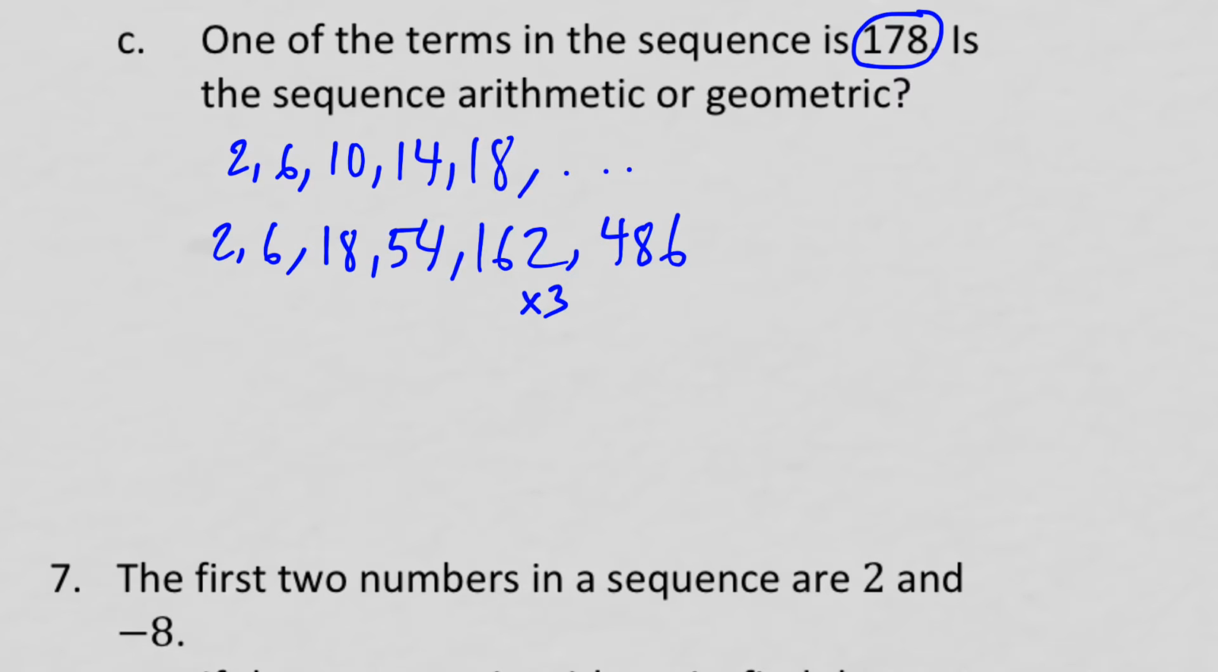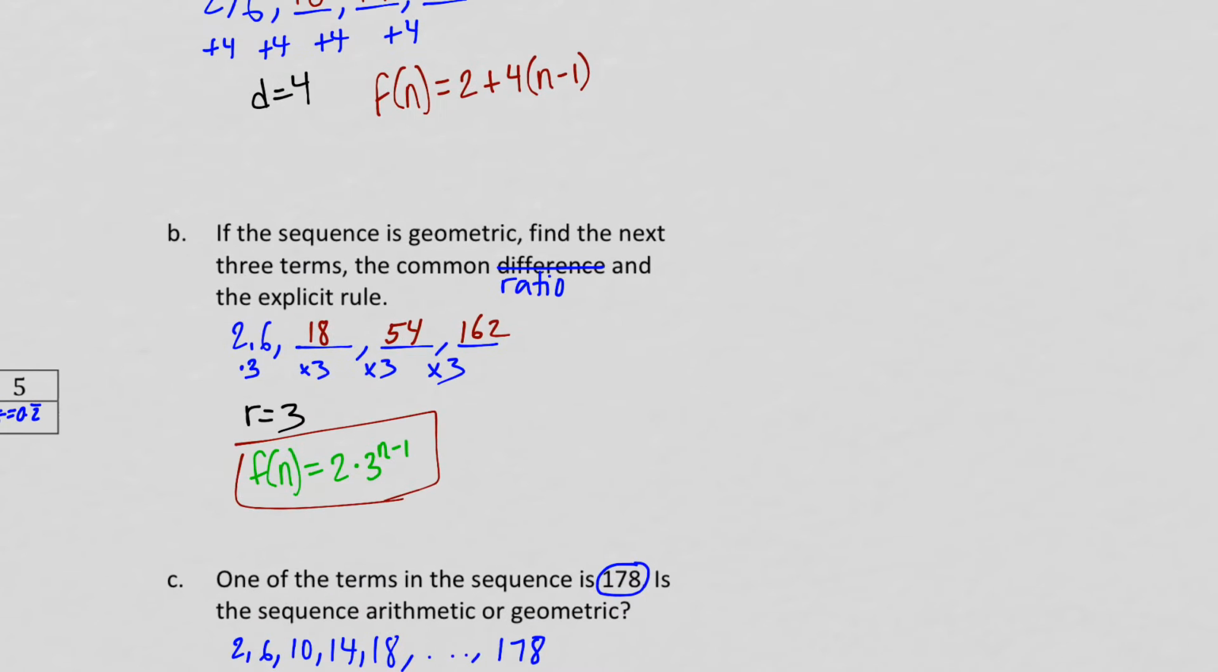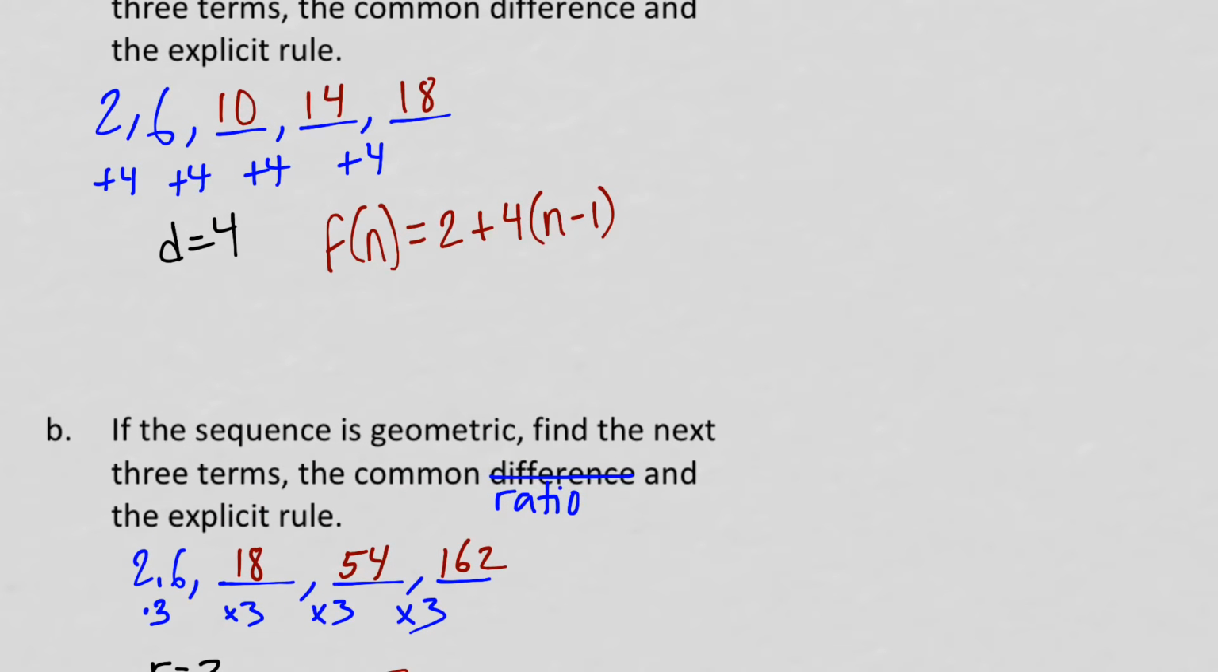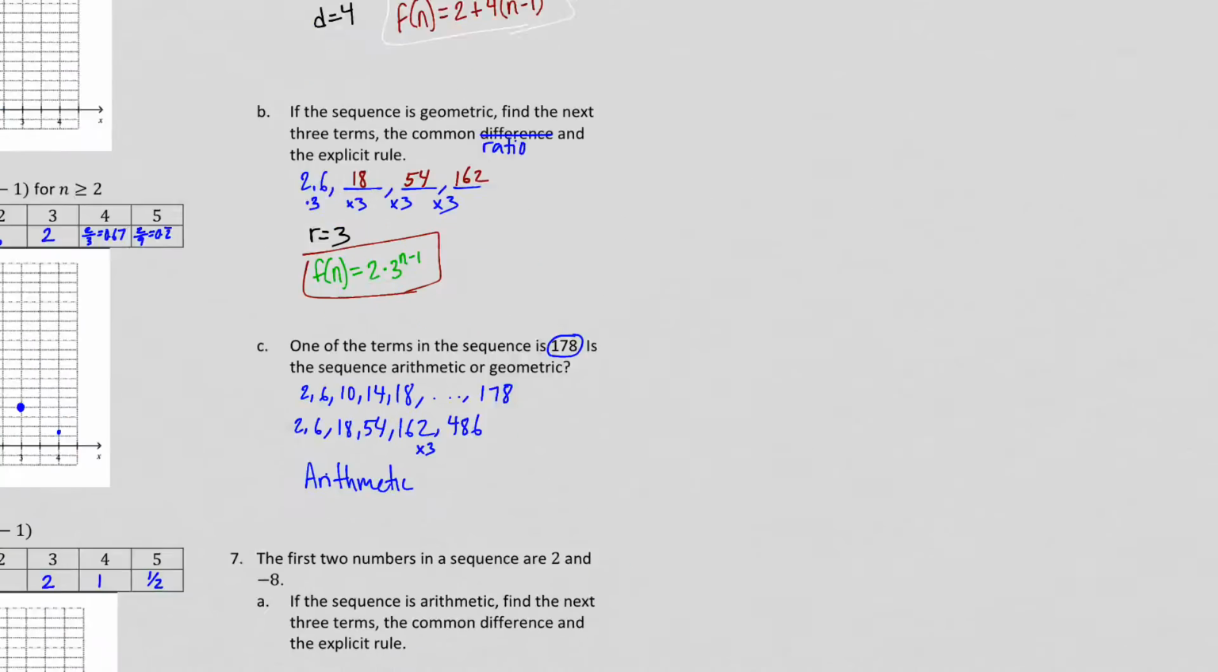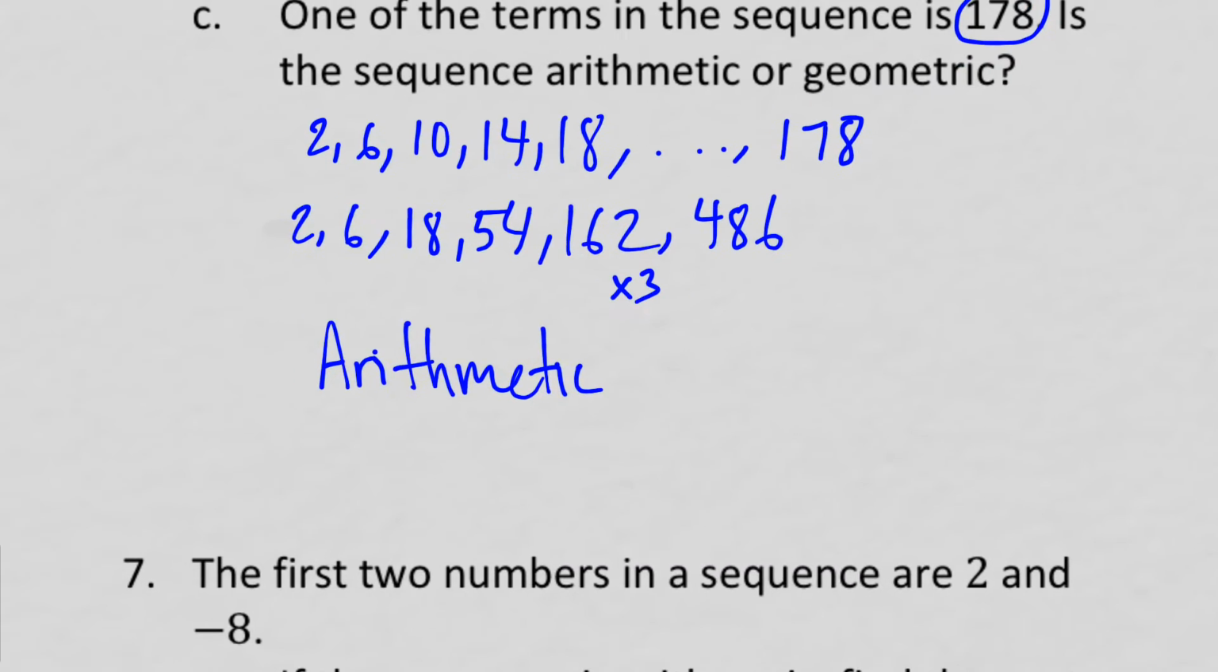So somewhere later in this sequence, 178 is part of the sequence. We can actually figure out exactly where by plugging in 178 into the explicit rule that we figured out earlier. We could plug in 178 into this rule right here and see what term in the sequence it is. But we can pretty much say correctly that it's arithmetic, because 178 does not exist in the geometric sequence, right? If it did, it would be right in here, but it actually got skipped. 162 went straight to 486.